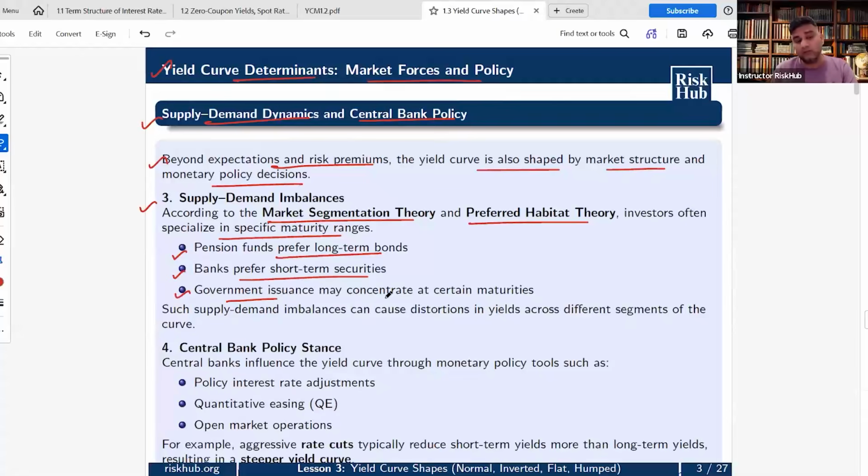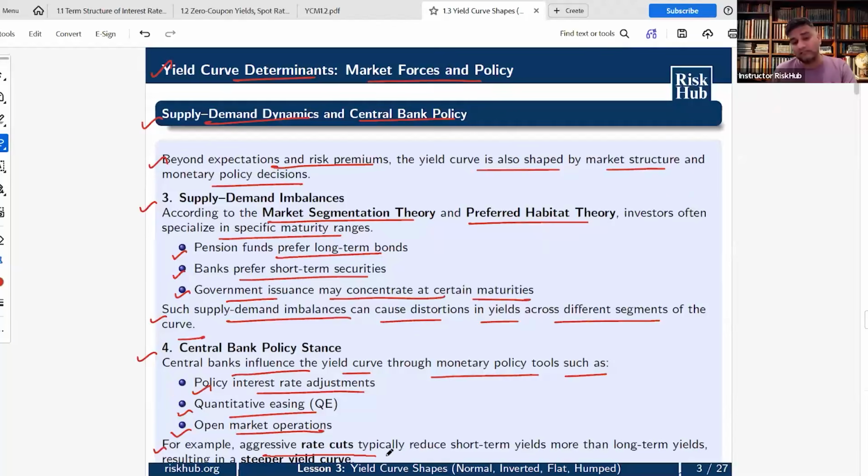Government issuance may concentrate at certain maturities. Such supply-demand imbalance can cause distortion in yields across different segments of the curve. Central bank policy stance: central banks influence the yield curve through monetary policy tools such as policy interest rate adjustment, quantitative easing, and open market operations. For example, aggressive rate cuts typically reduce short-term yields more than long-term yields, resulting in a steeper yield curve.